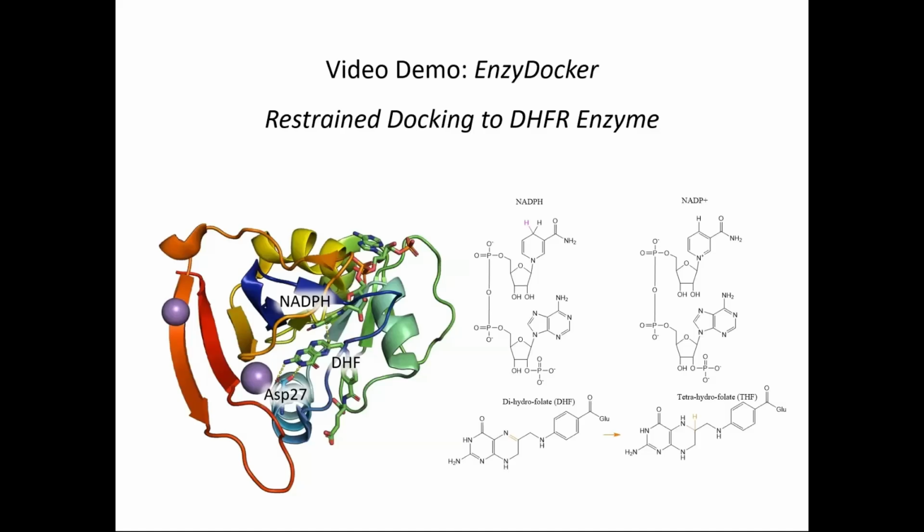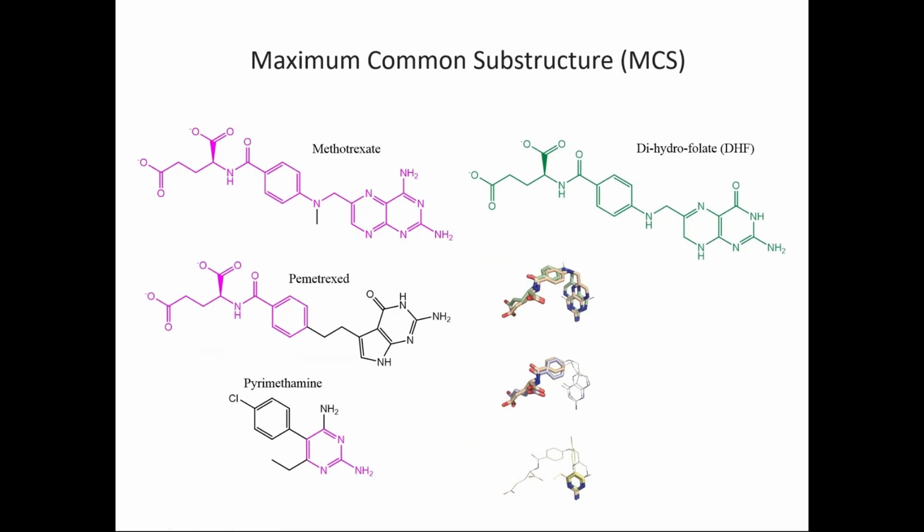Finding the correct pose of a ligand in the active site is not always easy, especially for large and flexible ligands in solvent-exposed binding pockets. If we look at the chemical structure of the native ligand DHF and the drug molecules pyrimethamine, methotrexate, and pemetrexate, we see many similar substructure elements.